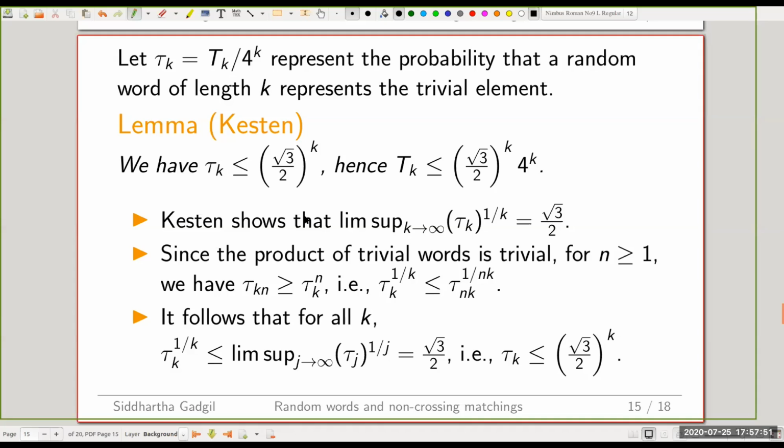So let me just highlight the things we want. This probability is less than or equal to (√3/2)^k. And as a result, the number is of course (√3/2)^k times the total number, 4^k. There's a little bit of an outline. Kesten doesn't state it like this. What he shows is the limsup is √3/2, but actually log of tau_k is subadditive. So from that you can deduce this. I have a little bit of an explicit deduction here, but let me skip that.